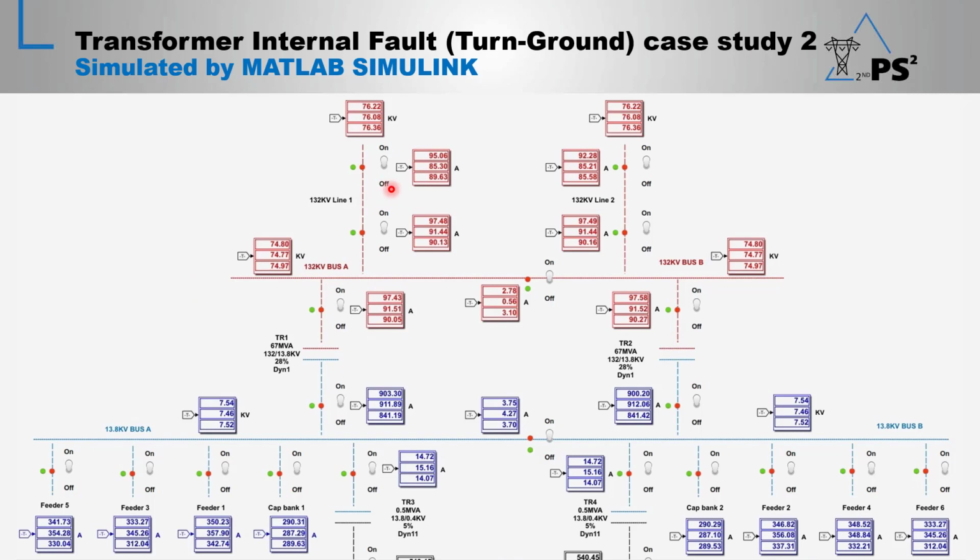This again is back to our single line diagram. We can see the system now is healthy. This is before the fault. The system now is healthy and it's loaded and all breakers are in service.